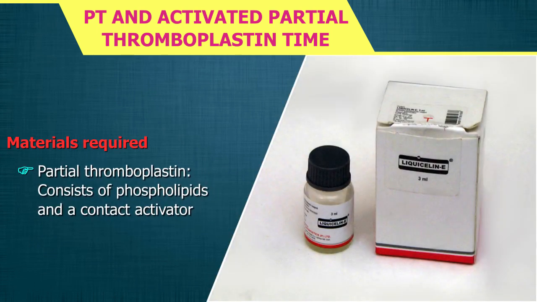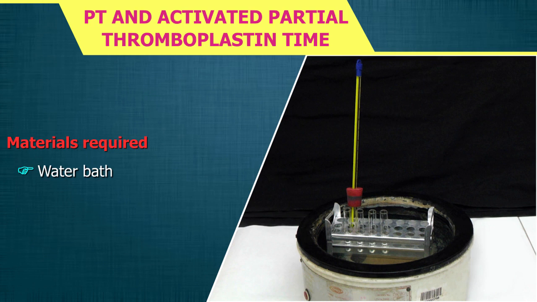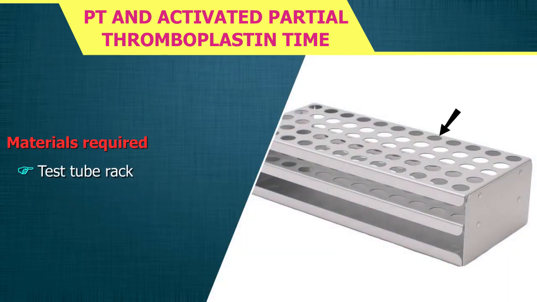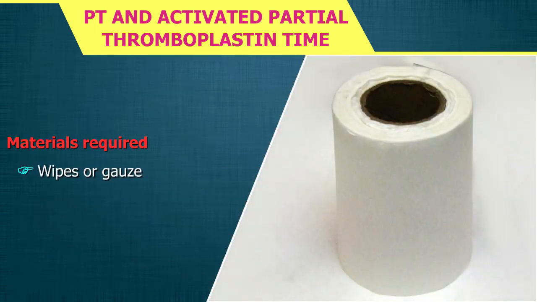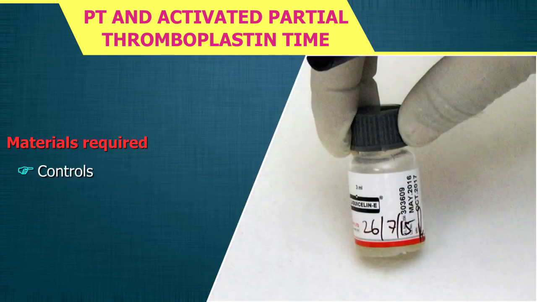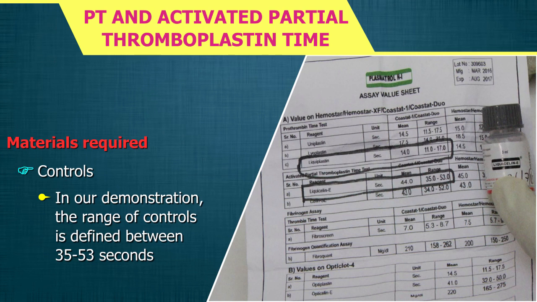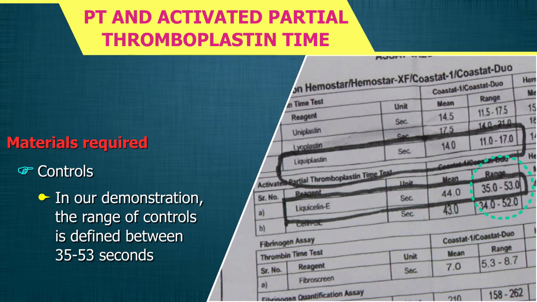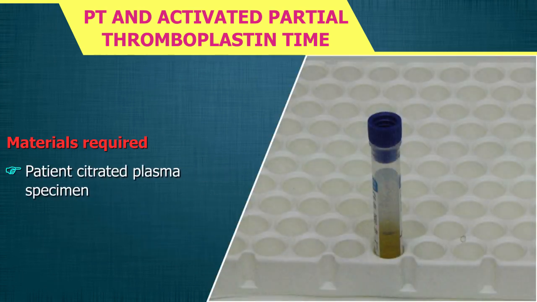5. Partial thromboplastin consists of phospholipids and a contact activator. 6. Water bath, incubator or heat block at 37 degrees Celsius. 7. Test tube rack. 8. Wipes or gauze. 9. Stopwatch. 10. Controls. In our demonstration, the range of controls is defined between 35 to 53 seconds. 11. Patient's citrated plasma specimen.